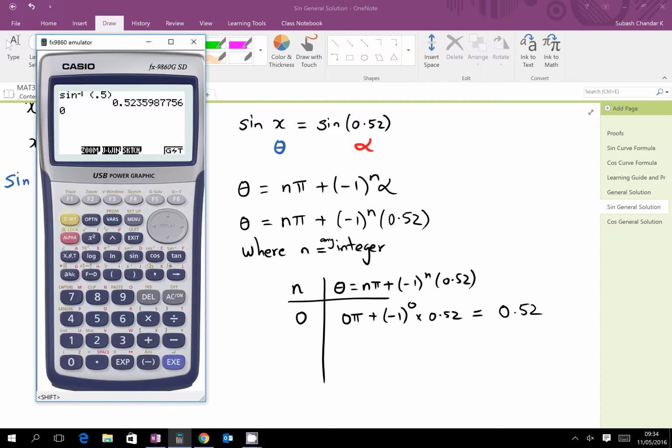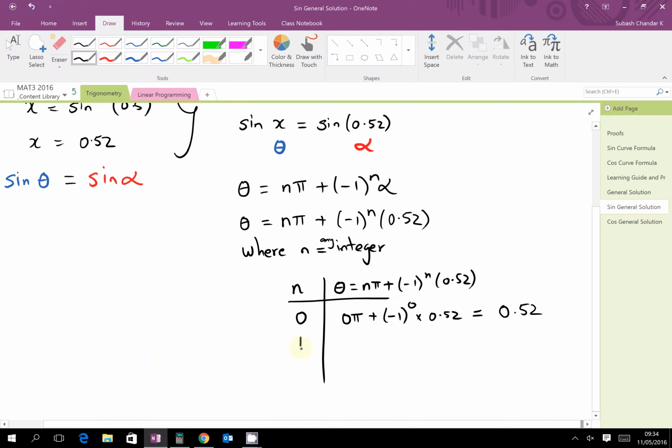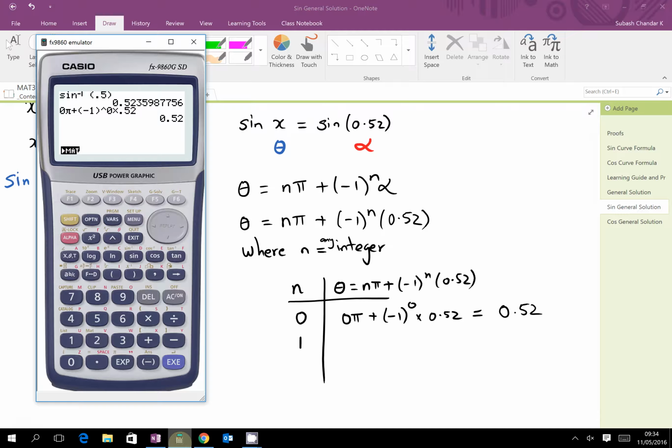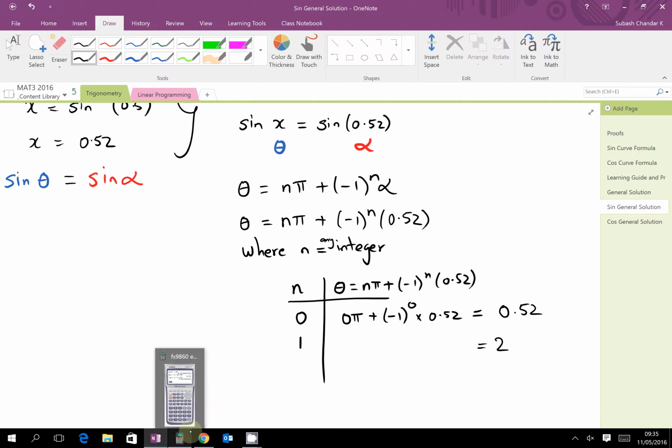So you've got 0 pi plus, make sure you put the brackets correctly, -1 to the power of 0 multiplied by 0.52. And as you can see, I'm getting 0.52 for my first, when n equals 0. Now if I put n equals 1, I can work out my next value. So I go 1 pi plus -1 to the power of 1 times 0.52. I'm getting my next value, which is, what was it? 2.62.